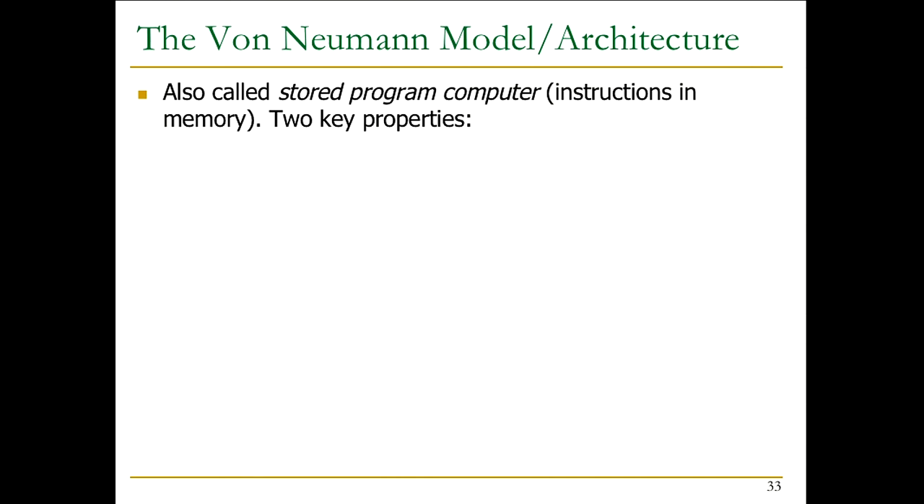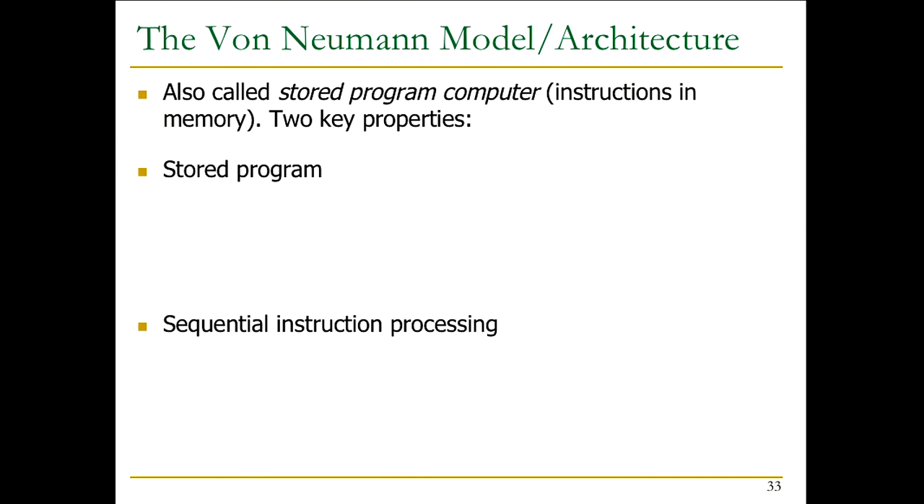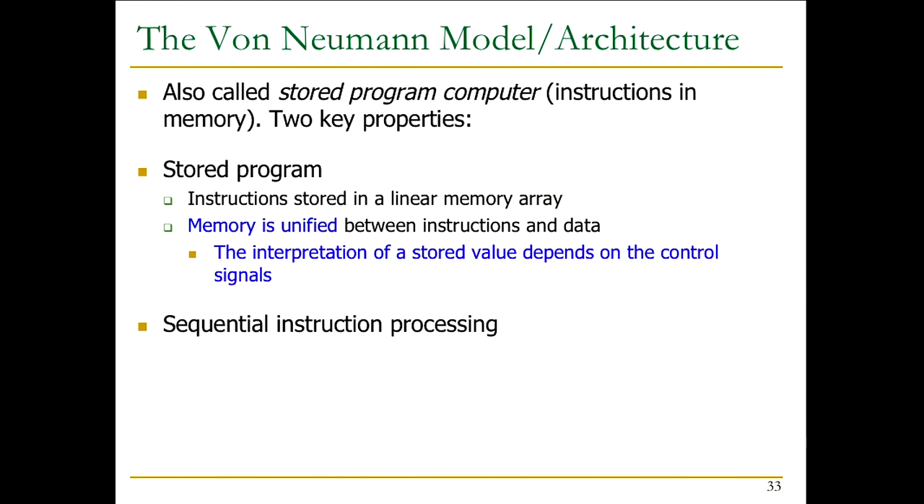Yes, sequential instruction processing, basically. Stored program and sequential instruction processing. I mean, there's a lot more that's explained in the von Neumann model, but these are the 2 hallmarks of it. Stored program means instructions are stored in a linear memory array, and memory is unified between instructions and data. And the interpretation of a value inside memory depends on the control signals. And if you've taken digital circuits, which most of you have, you've seen that, right?